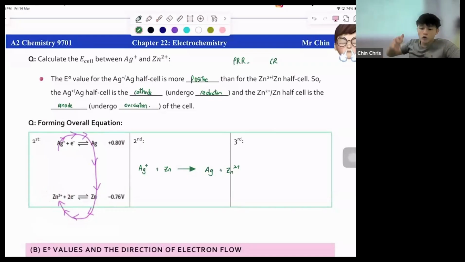Okay, draw a clockwise arrow, follow through the arrow. Ag+ turns into Ag, Zn turns into Zn2+. That's it. Okay, guys, before that, you have to balance the electron also. Do you see you have two electrons here? This is only one. So you multiply the top equation by 2. And that's your final answer. Okay, know how to apply?